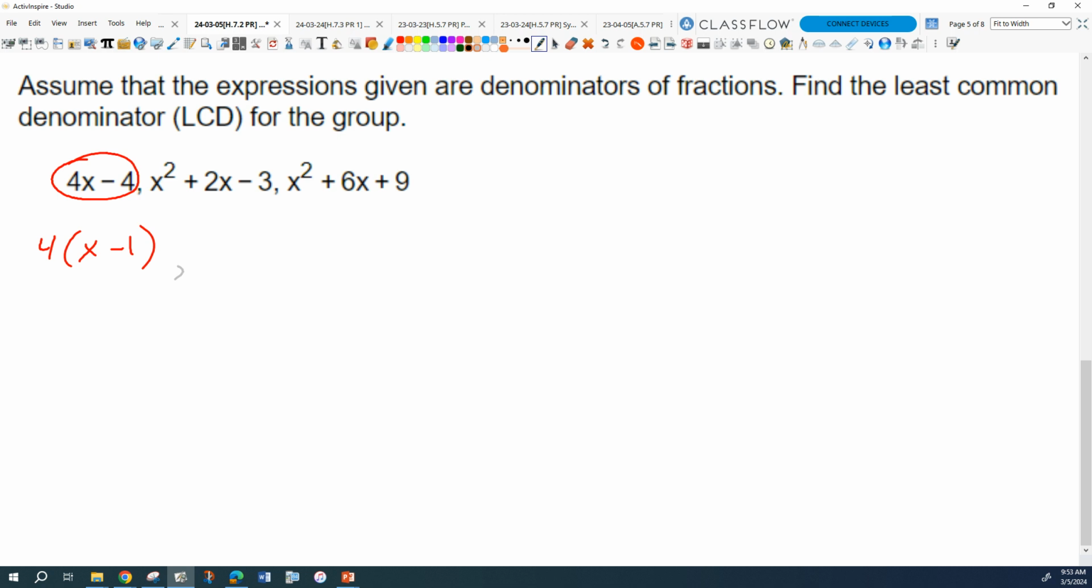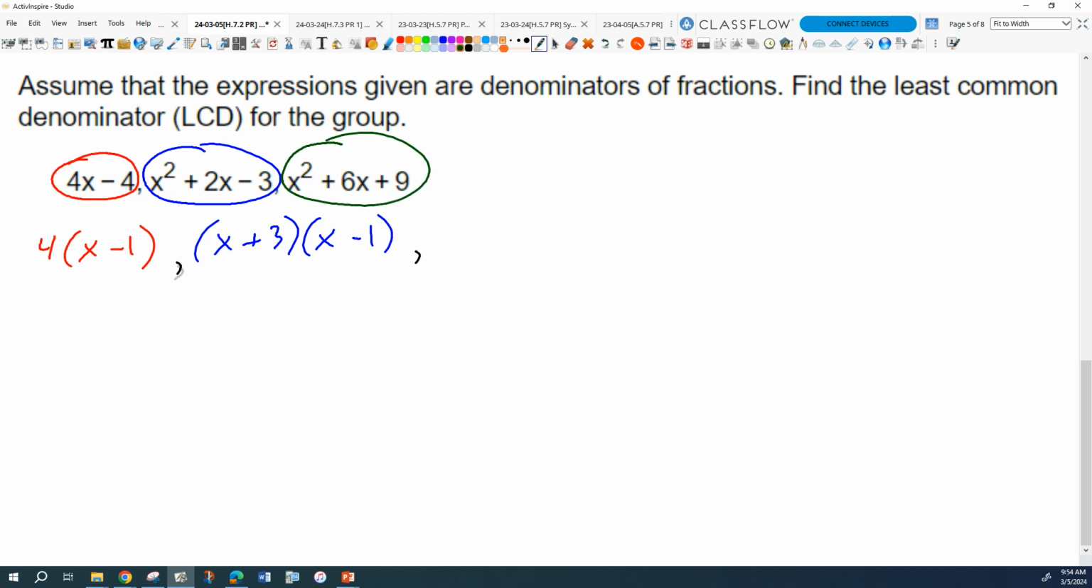Okay, this is going to be our blue denominator. What are the factors of our blue denominator? x plus 3 times x minus 1. Okay. And then how about the green one? x plus 3, x plus 3. Okay, the magic numbers would be 3 and 3, right? So x plus 3 times x plus 3 is x plus 3 squared.